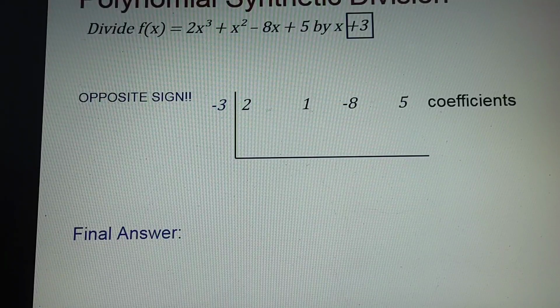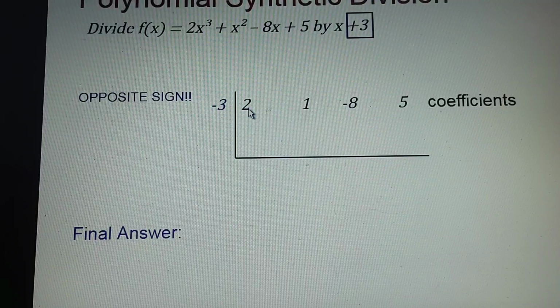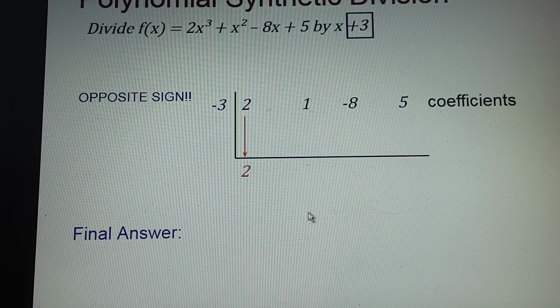Now, the process from there is actually very easy. I'm going to take my first number inside the box and drop it straight down outside the box. Then I'm going to take this number outside the box and multiply it by what I'm dividing by. So 2 times negative 3 is negative 6, and I write that negative 6 inside the box underneath my next digit.